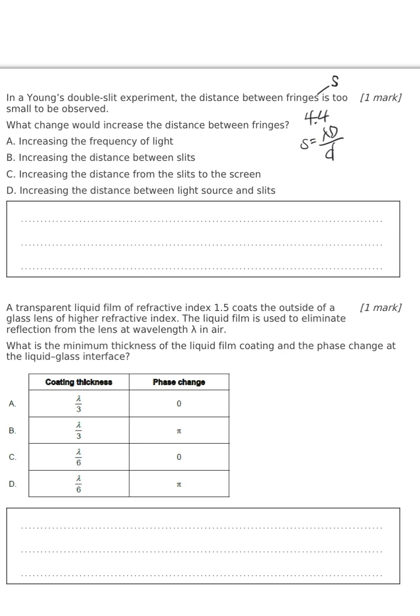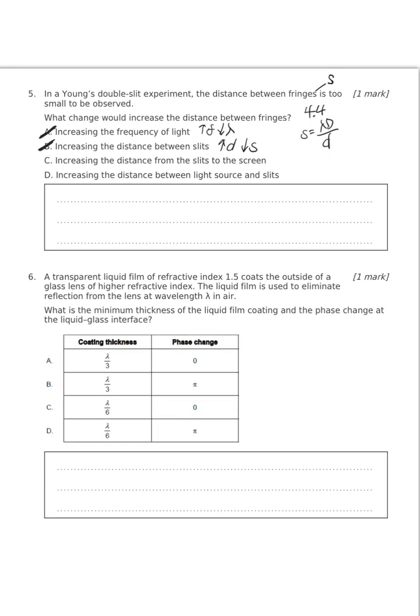Now, increasing the frequency of light, because of v equals f lambda, would decrease the wavelength of the light. Decreasing the wavelength would actually decrease the distance between the fringes, so not A. Then increase the distance between the slits. If I increase d, I can see that d and S are inversely proportional, so increasing d would decrease S. That's not something that I want to do. I want to increase S so that I can see it.